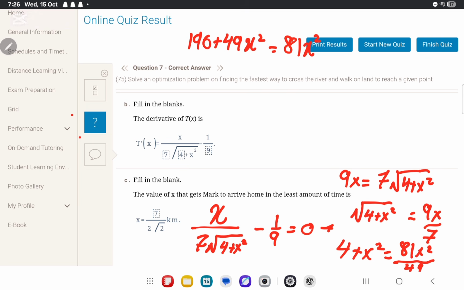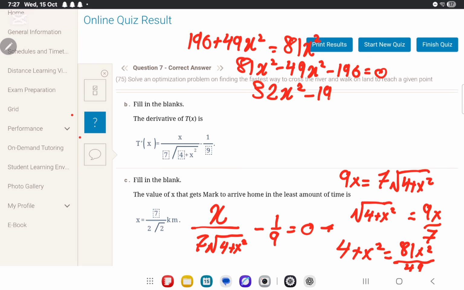Surely there is an easier method to do this, right? I don't know, whatever. Take everything else to the other side: 81x squared minus 49x squared minus 196 is equal to 0, right? So 81 minus 49, 32x squared minus 196 is equal to 0.